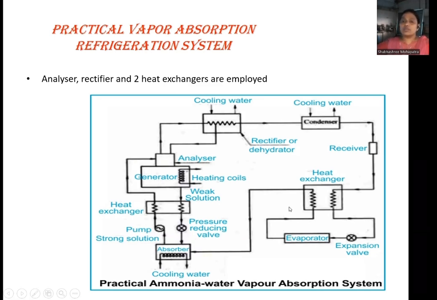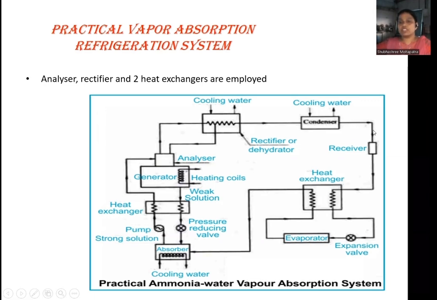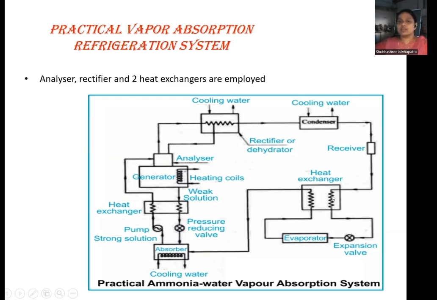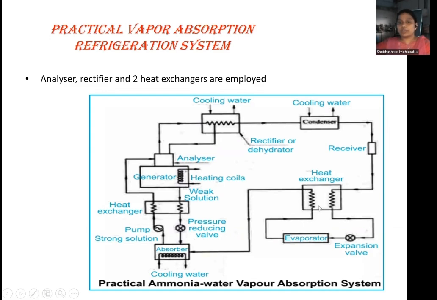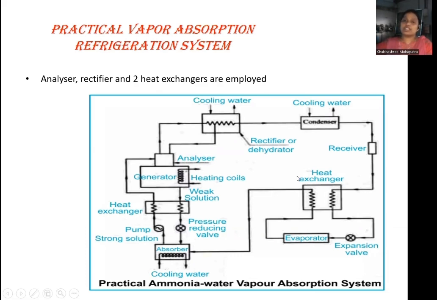Then let's know about the function of the two heat exchangers. One heat exchanger is placed between the condenser and evaporator. From the condenser, high temperature, high pressure liquid refrigerant is coming, and from the evaporator, low pressure, low temperature vapor refrigerant is leaving. If we provide one heat exchanger here, the result will be subcooling of the liquid refrigerant coming from the condenser, and it will release its heat to the low temperature, low pressure vapor refrigerant leaving the evaporator. We also know that subcooling increases the refrigerating effect and the COP of the system.